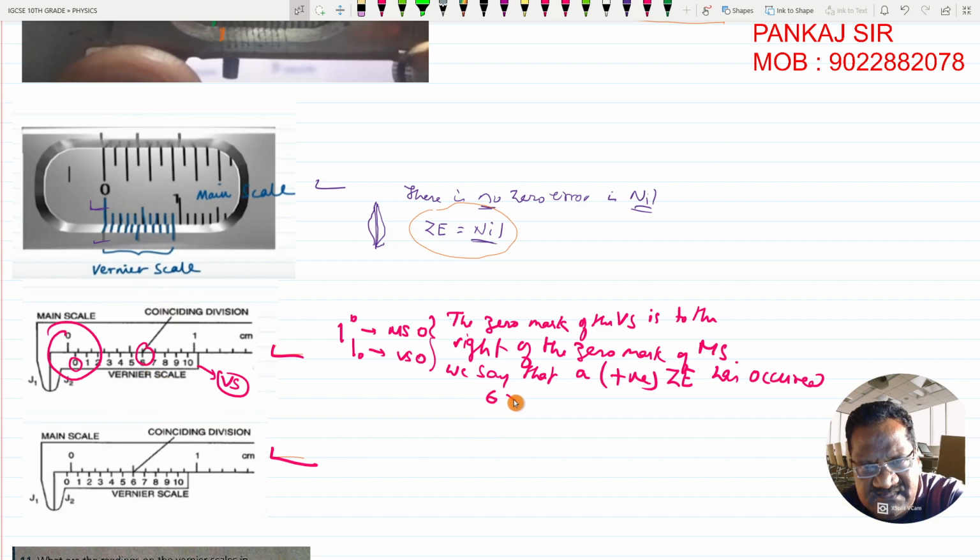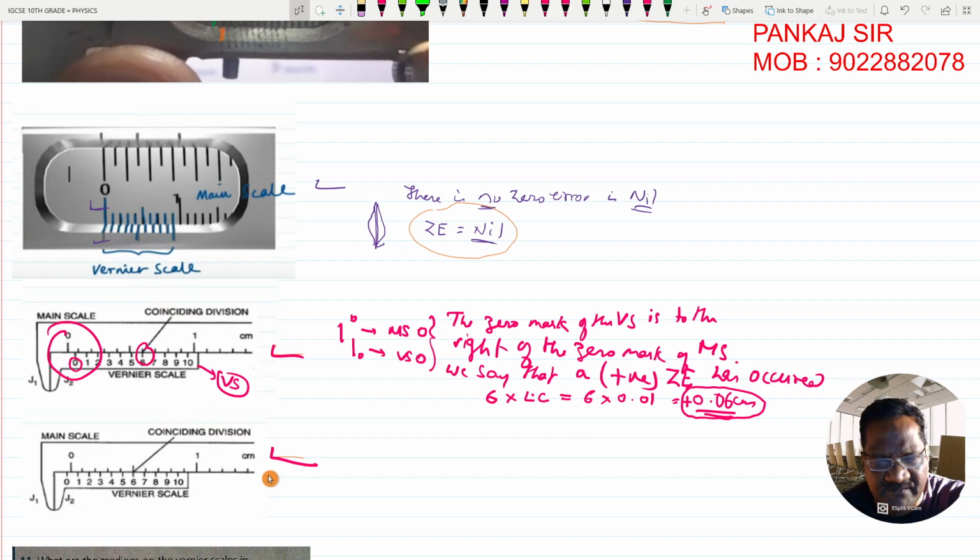I'll pick that up and multiply it with the least count of this vernier caliper. Suppose the least count of this vernier caliper is 0.01. So 6 multiplied by 0.01 will give me 0.06 centimeter. This is my zero error, and because it is positive, I'll put a plus sign in front of this. So this is how you have to determine the positive zero error.